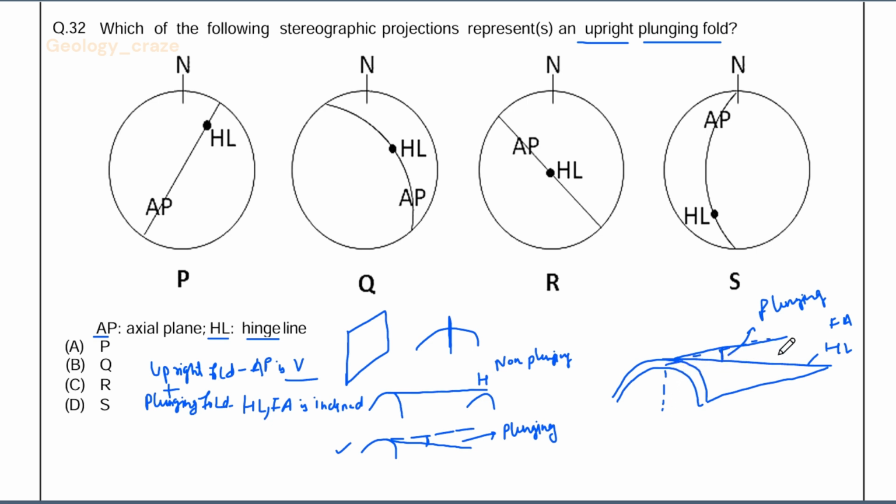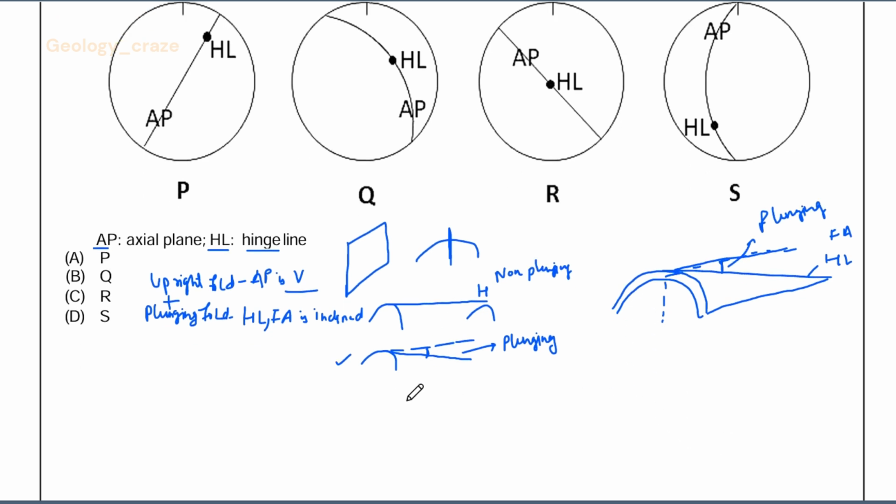This is our diagram for this upright plunging fold. So now, in an upright plunging fold, how will we represent this in a stereonet? To put this in a stereonet, we need a little basics for that.